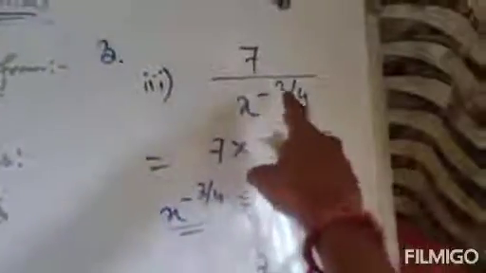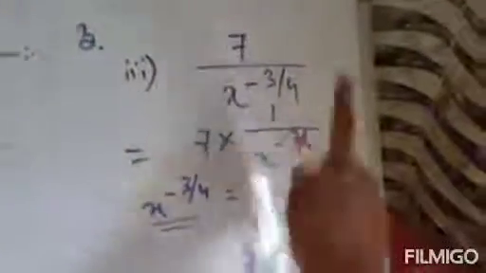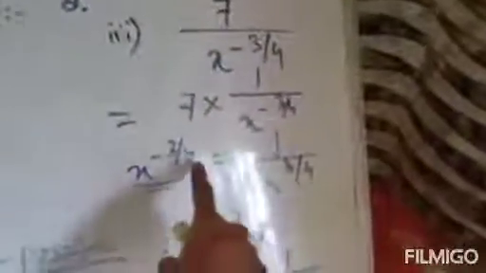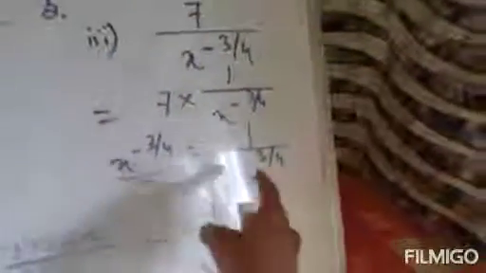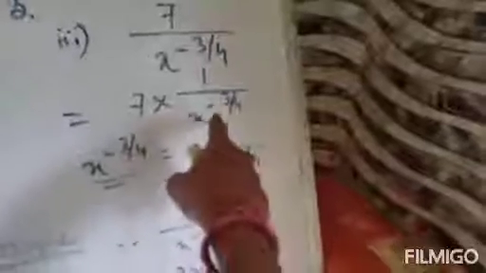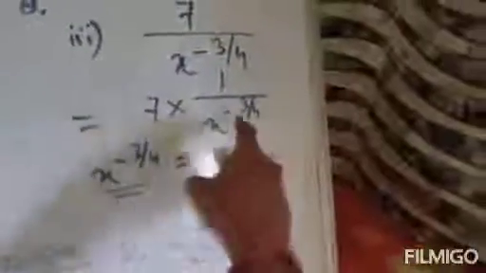So at first we split 7 by x to the power minus 3 by 4 as 7 into 1 by x to the power minus 3 by 4. Now see, x to the power minus 3 by 4, according to the formula here, will be 1 by x to the power 3 by 4. Now we put the value of x to the power minus 3 by 4 over here.